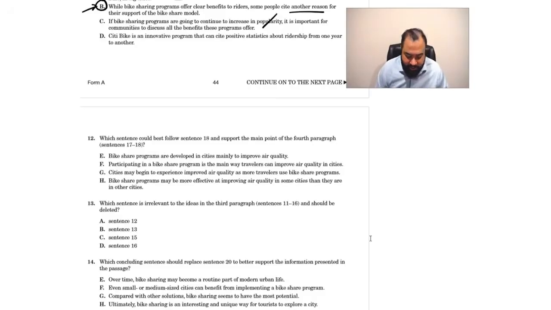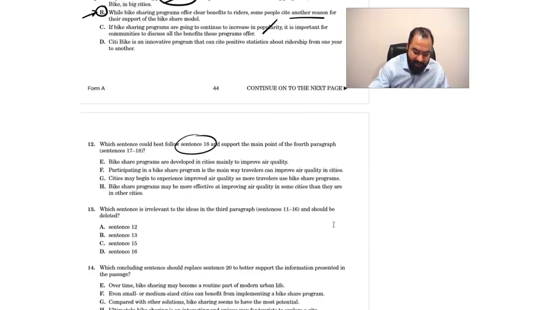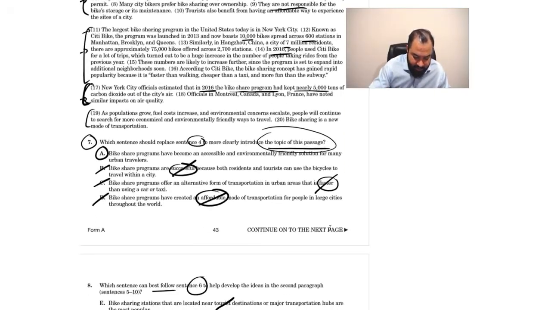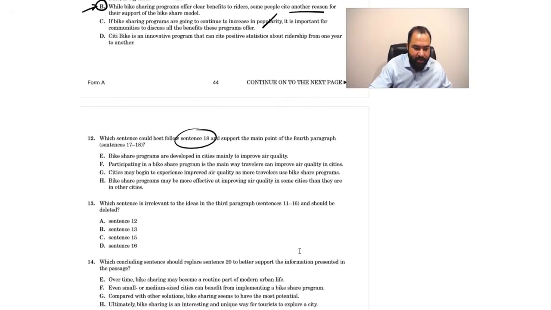Number 12 says, which sentence could best follow sentence 18 and support the main point of the fourth paragraph? Well, it says which sentence could best follow sentence 18. So let's see what sentence 18 is. Sentence 18 was this: officials in Montreal, Canada and a bunch of places have noted similar impacts on the air quality. So they got good air quality because of the bike sharing program. So what sentence should follow this, meaning come after? F says bike share programs are developed in cities mainly to improve air quality. Okay, the word mainly is extreme.